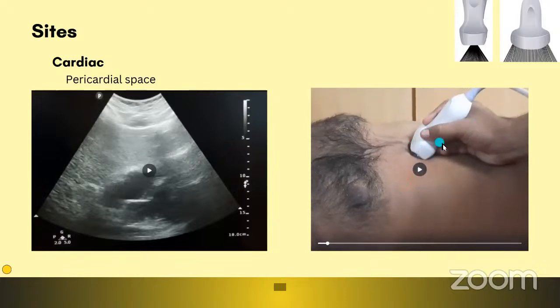Also, you can see how I'm holding the ultrasound probe. You can either hold it in the form of a pen or in the form of a TV remote, where the thumb would go above and your hand will encircle it, and the other four fingers would come to the posterior aspect of the probe. Good.